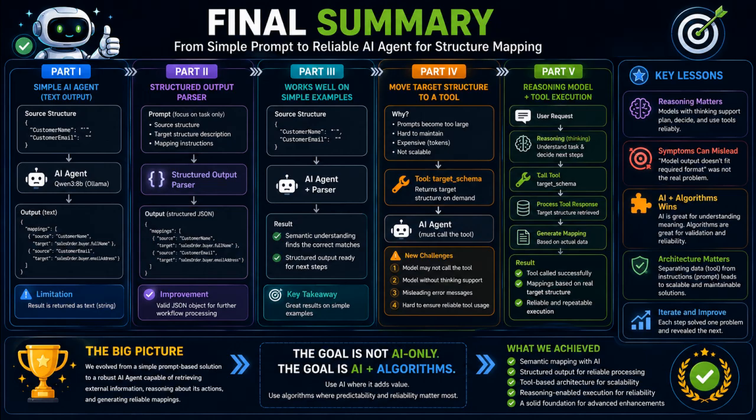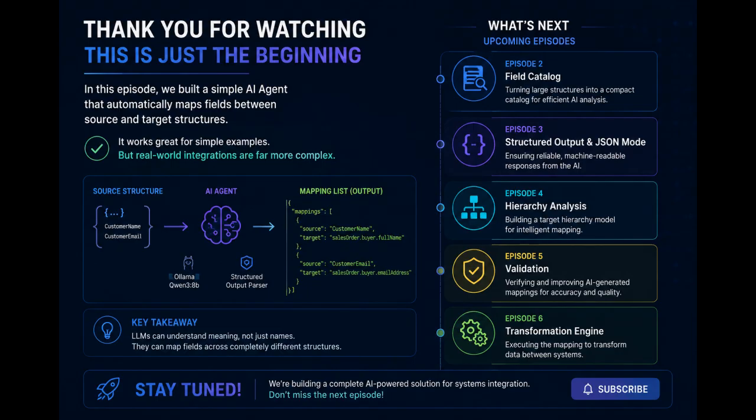Perhaps the most important lesson was that symptoms and root causes are not always the same. An error reported as a formatting problem turned out to be a model capability problem. Only after switching to a reasoning-enabled model were we able to achieve reliable tool execution. At this point, we have moved far beyond a simple prompt-based solution. We now have an AI agent capable of retrieving external information, reasoning about its actions, and generating mappings based on actual target structures rather than assumptions.